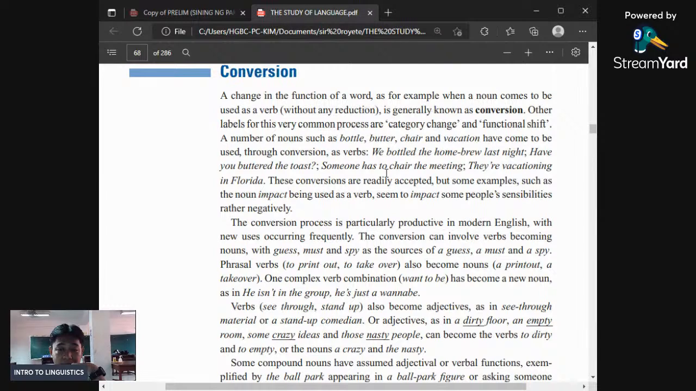For example, dirty floor, empty room, and some crazy ideas, and those nasty people can become the verb to dirty and to empty when you add to, the infinitive, or the nouns a crazy and a nasty. Nagiging noun sila. Imbes na yung dirty is a describing word, adjective dapat, pero in the usage, nagiging verb siya, nagiging noun siya. To dirty, to empty, verbs; a crazy and a nasty, those are nouns naman. So that's conversion.